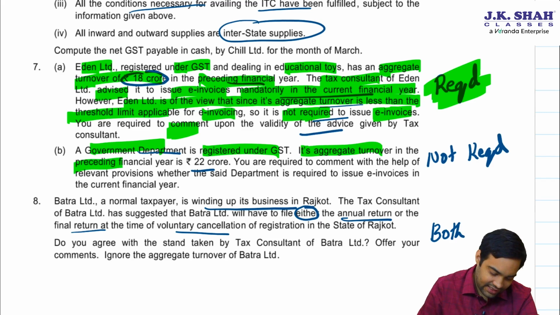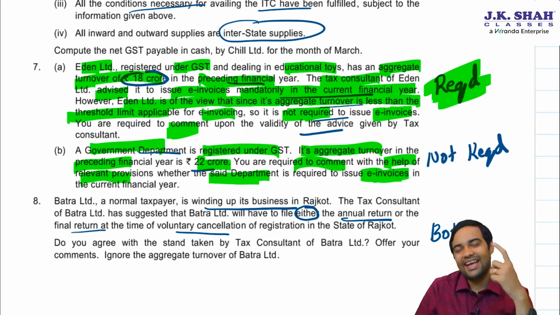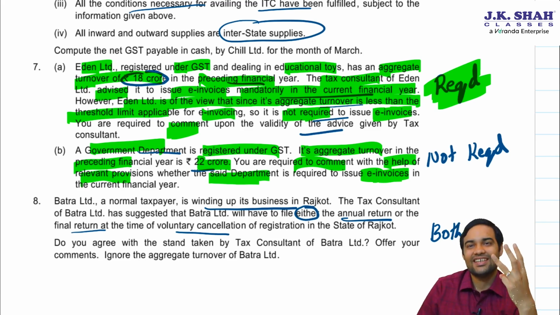Okay, a government department is registered under GST. Its aggregate turnover last year was 2 crore. You are required to comment with the help of relevant provisions whether the said department is required to raise e-invoice. The answer is no. SEZ unit, banking company, insurance, transportation of passengers, GTA, multiplex screen, government department. These are not required to issue e-invoice, even if their aggregate turnover exceeds the threshold limit. So you'll write all those who are not required, and then you'll conclude saying that the government department will not be required to issue e-invoice.